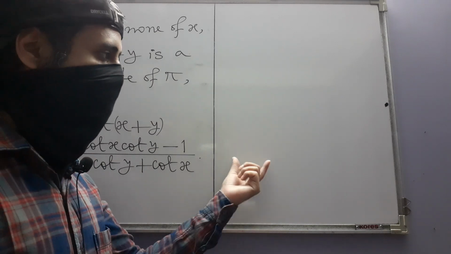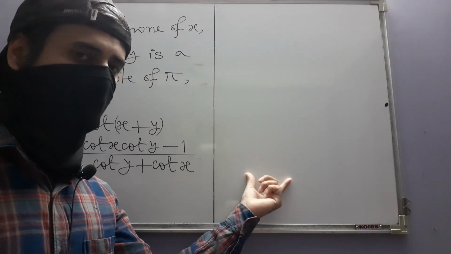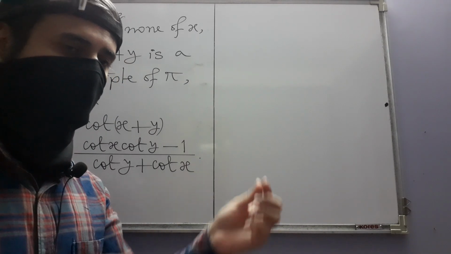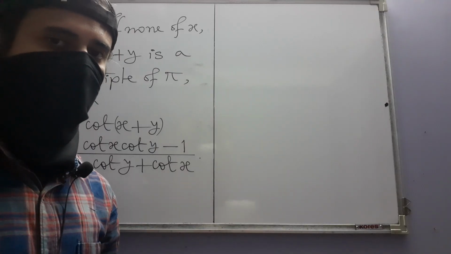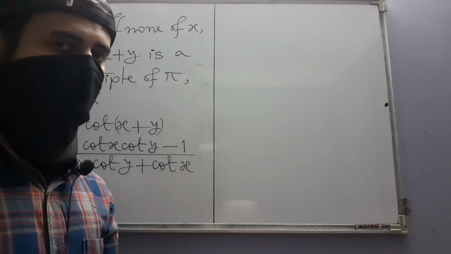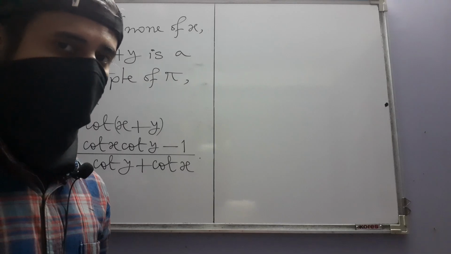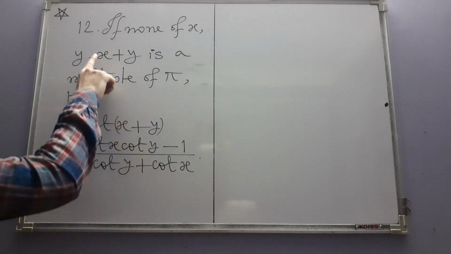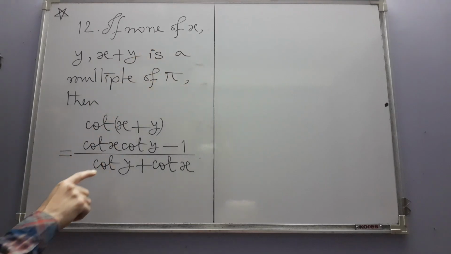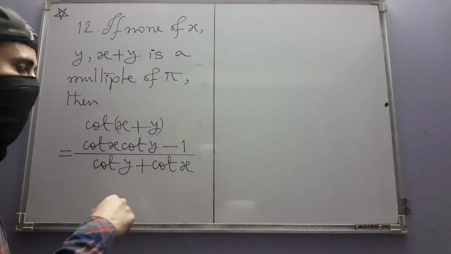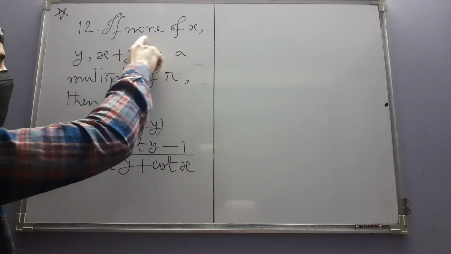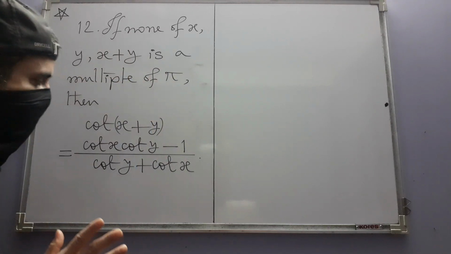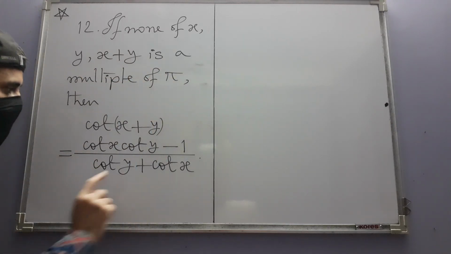Why? Because cot is cos divided by sine, and the denominator sine becomes 0 precisely when the input is an integral multiple of pi. So those things are to be avoided when talking about cot, and that's why these conditions are there before we have the identity. The inputs here are x, y and x plus y. None of them has to be a multiple of pi. With that condition, this is the identity.